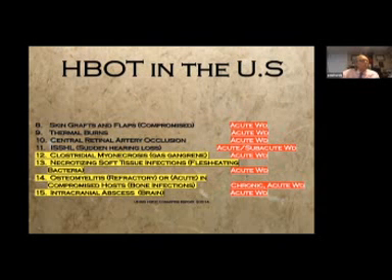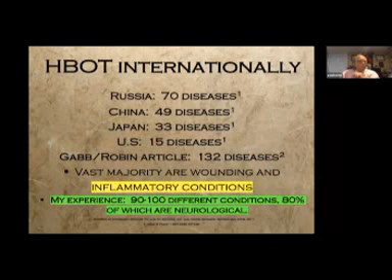And the rest of them, skin grafts and flaps that are not healing, thermal burns, central retinal artery occlusion, which is a stroke of the eye, sudden blindness. Number 11 is sudden hearing loss. And then the last four are infections that cause wounds. So gas gangrene, the flesh-eating bacteria, et cetera. All of them, however, are wound conditions. Well, what happens if you go to Russia? They've got 70 diseases they treat.